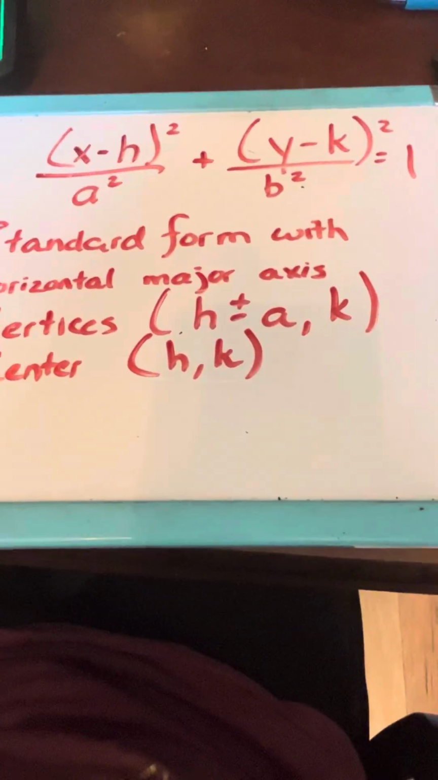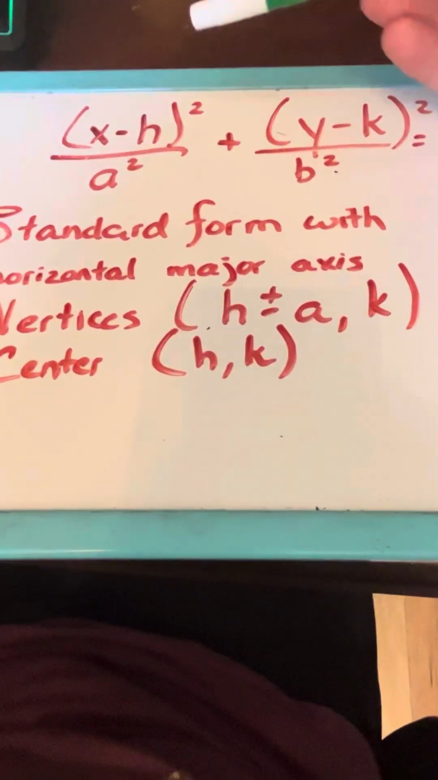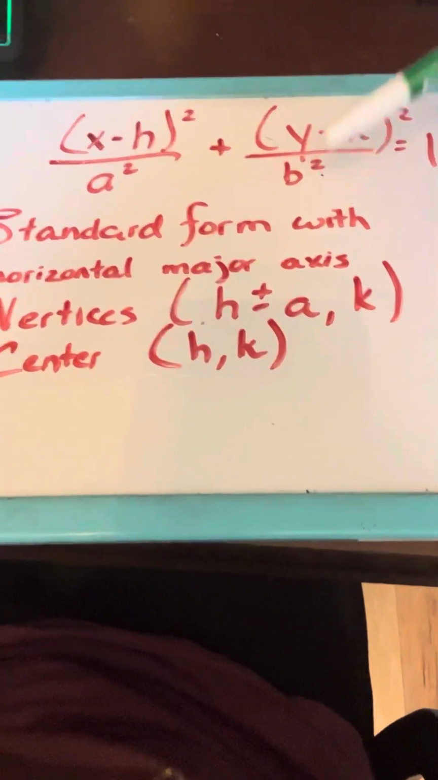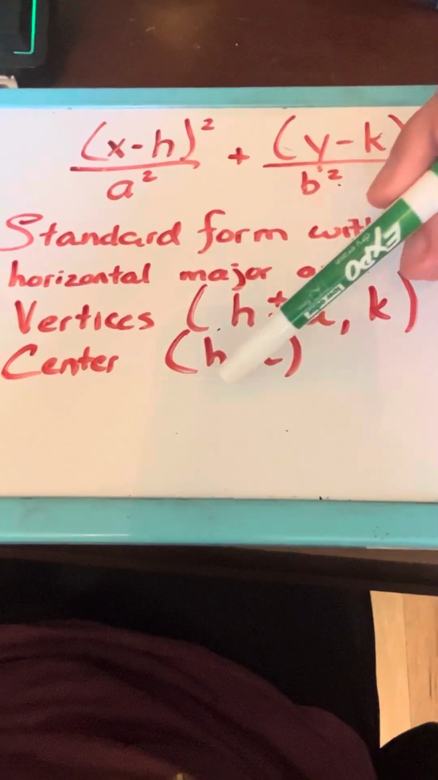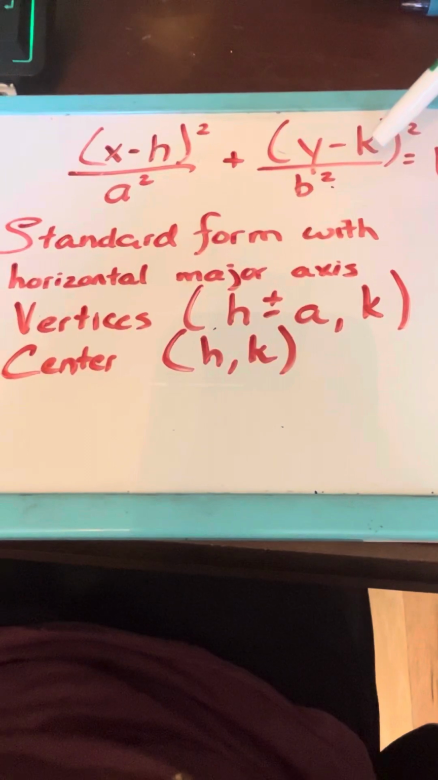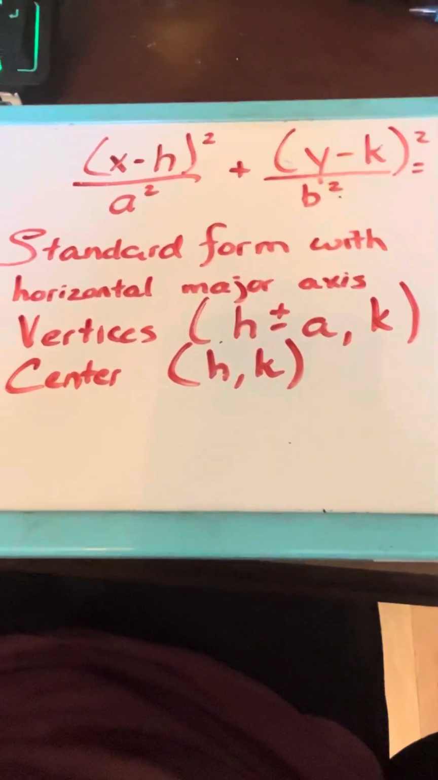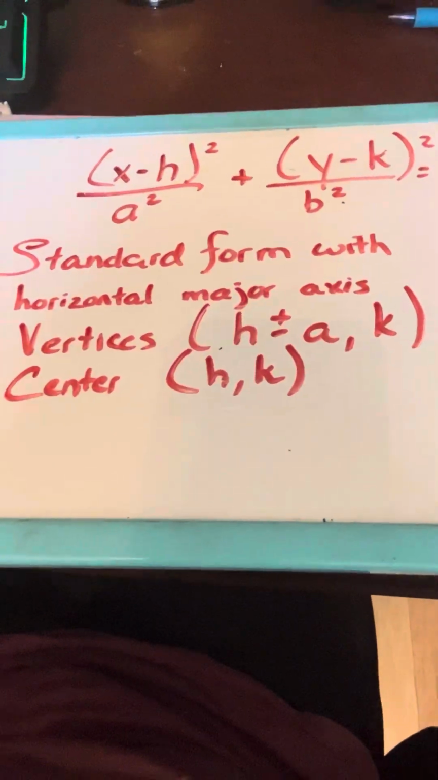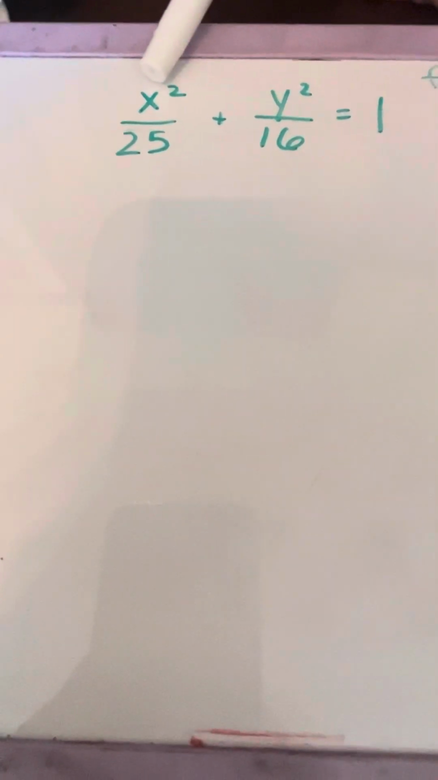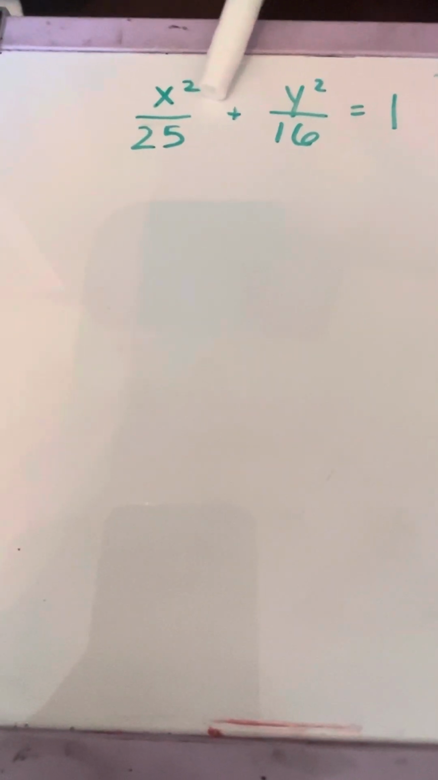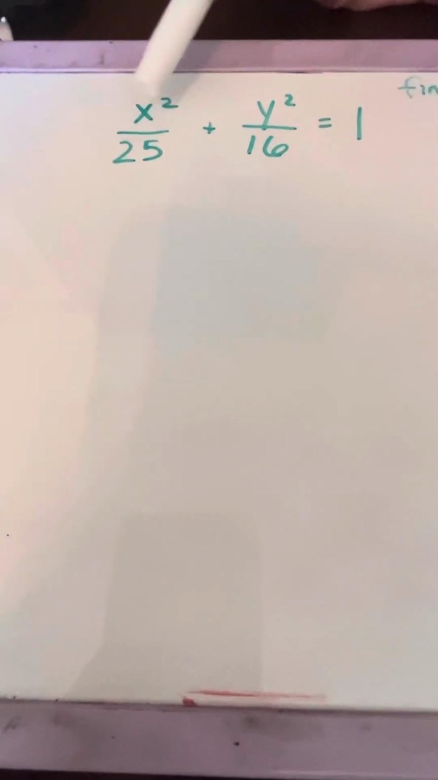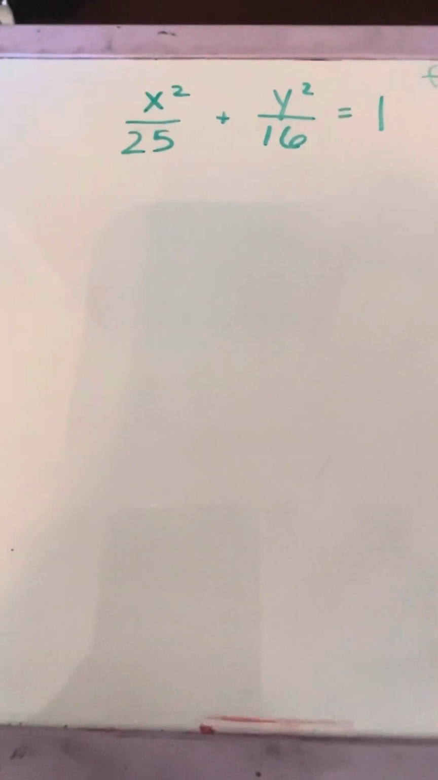Now, first, before we flip back to the problem, I want you to notice x minus h, y minus k. Then you're going to notice the center is going to be h, k. So whatever h is here and whatever k is here, it's going to be your center. If we look back over here, we can find the center really easily, because x squared doesn't have anything with it and y squared doesn't either. So there is no h, there is no k.